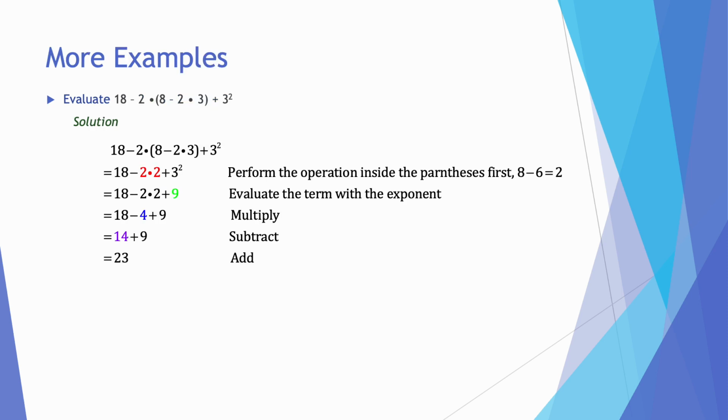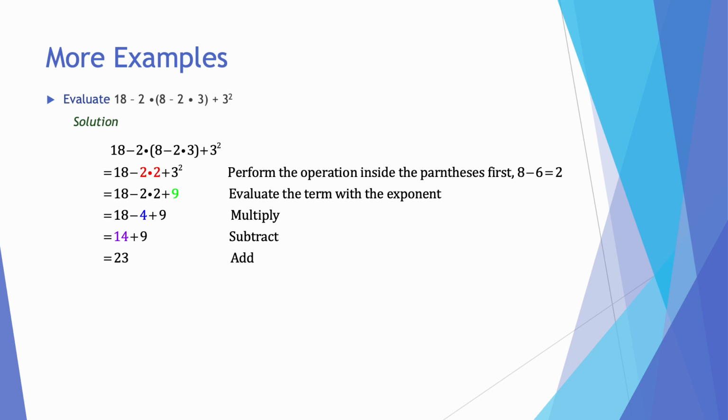In the last example, I have 18 minus 2 times (8 minus 2 times 3) in parentheses, plus 3 squared. So the first thing I want to do is perform the operations in the parentheses. So 8 minus 2 times 3, I have to do the 2 times 3 first, which is 6. And then I would have 8 minus 6, which is 2. So then my expression is 18 minus 2 times 2 plus 3 squared.